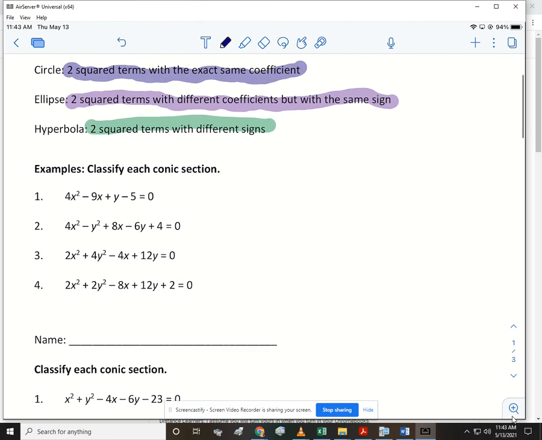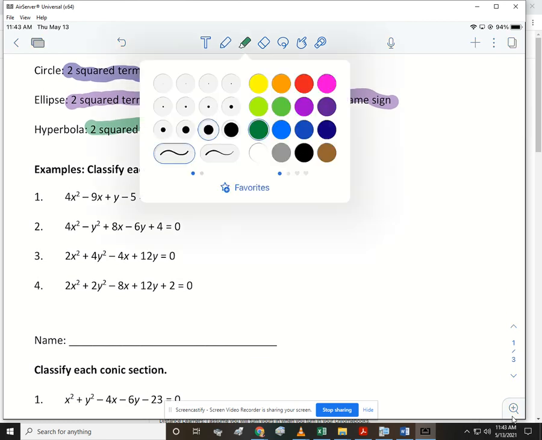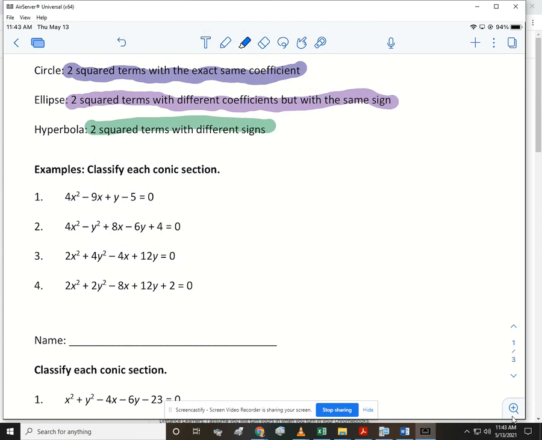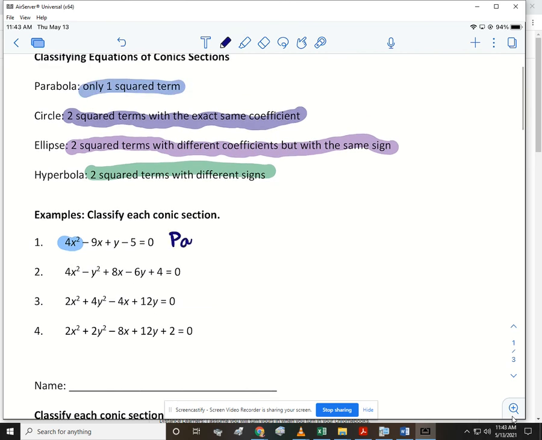All right, so let's look at our examples. On the first example, remember on all of these, you only care about squared terms. So on example 1, there is only one squared term, and only one squared term means parabola. All right, and then for number 2, we look at the squared terms. There are two squared terms, and when I look at their signs, they're different. One's positive, so positive 4x squared, and one's negative, negative y squared. That's going to make this a hyperbola.